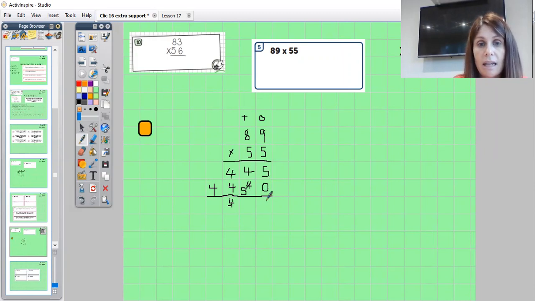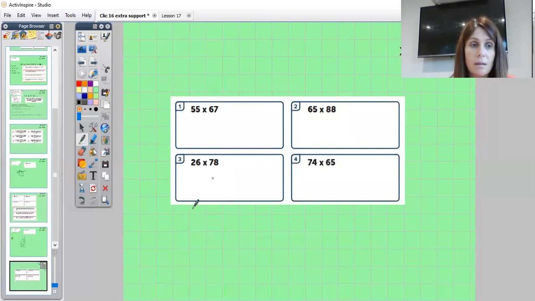And then I just simply add them. 5 add 0 is 5. 4 add 5 is 9. 4 add 4 is 8. And 4, nothing there to add to it, is 4. So 4,895. So you've got some simple questions to have a go at there, just some simple calculations to practice those.